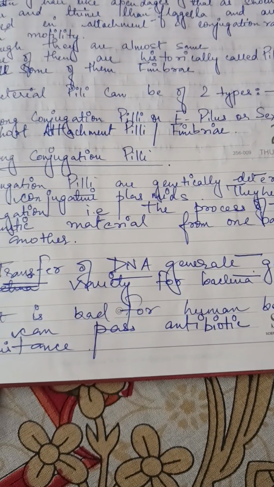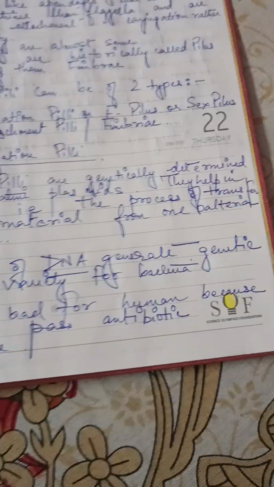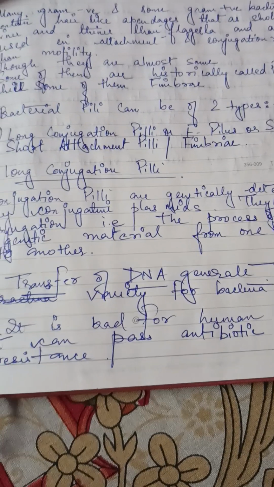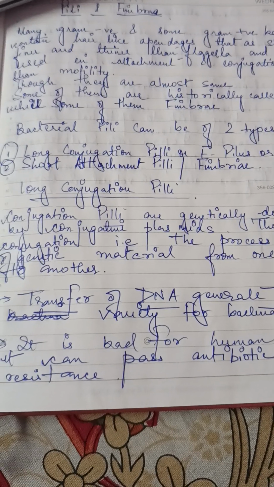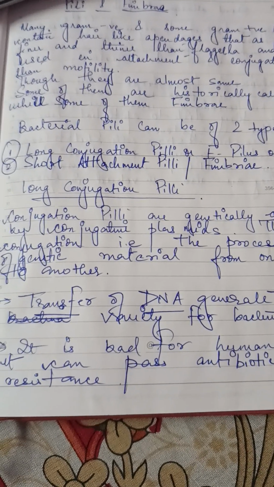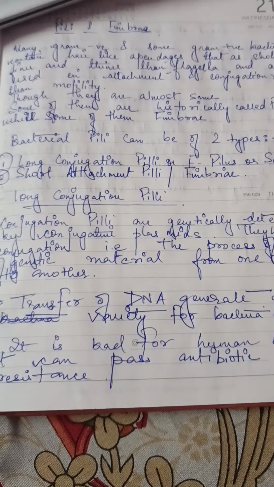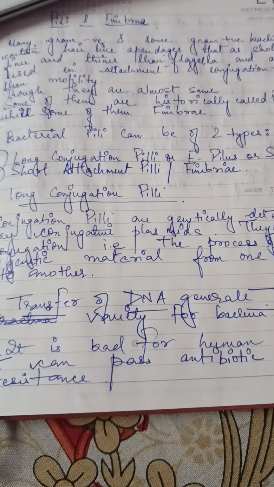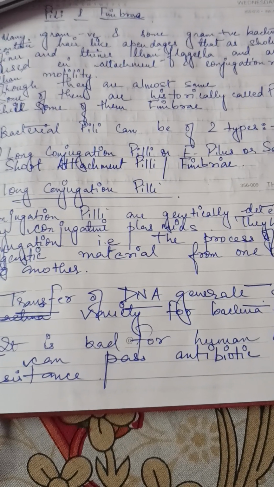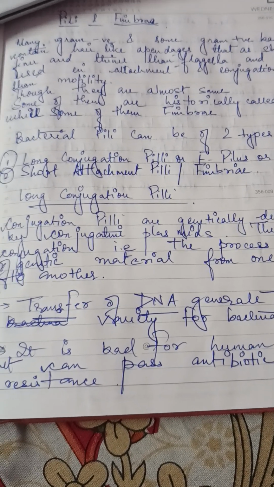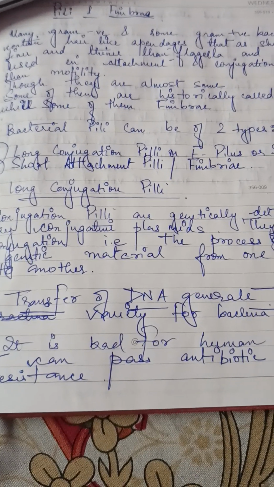This transfer of DNA generates genetic variety for the bacteria, and it is bad for human beings because it can pass antibiotic resistance. If some bacteria become resistant to an antibiotic due to this passage of genetic material, it will be very bad for human beings, because if they attack and the antibiotic is taken, it will not work against the resistant bacteria. So it will be fatal, right? So this is the disadvantage.